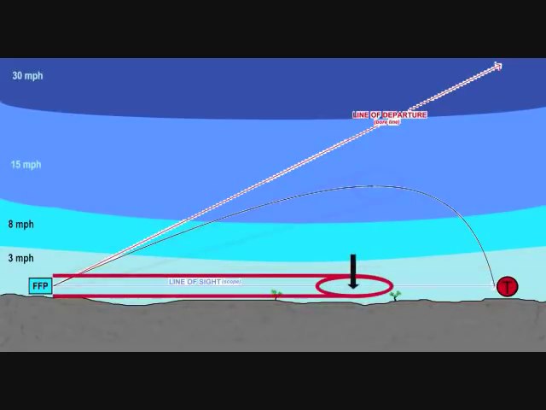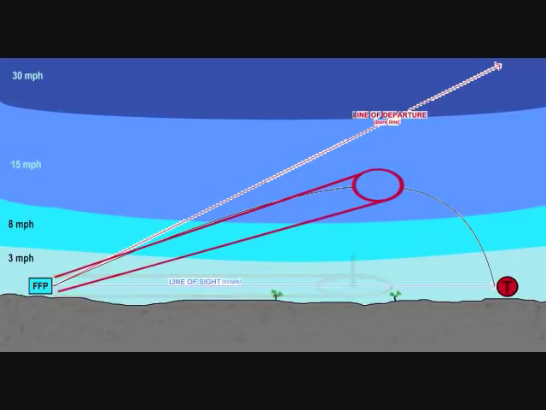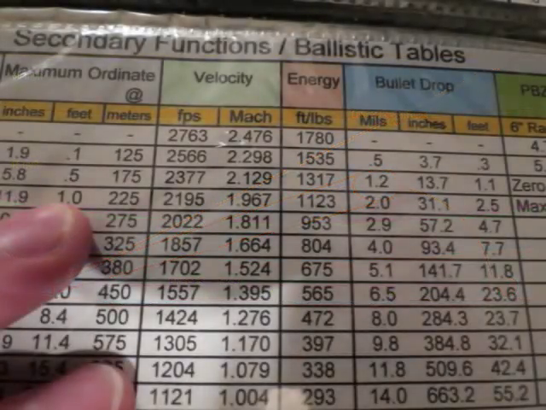Now what we're going to do is set up our ballistics tables. We're going to have primary functions and secondary functions. And the secondary functions table will give us our max ordinate for different ranges, okay? So it'll tell you, for a certain shot, what your max ordinate will be, how high above the line of sight, and how far downrange that ordinate will occur. And that's important information for a lot of things.